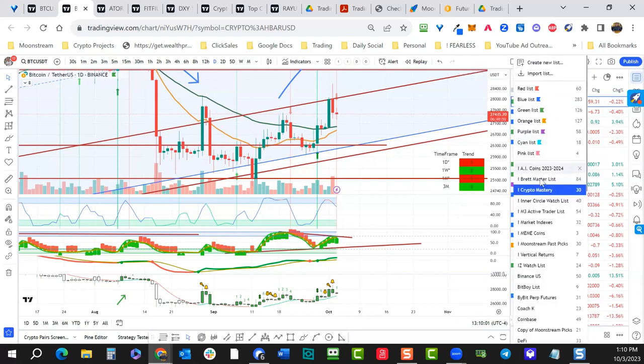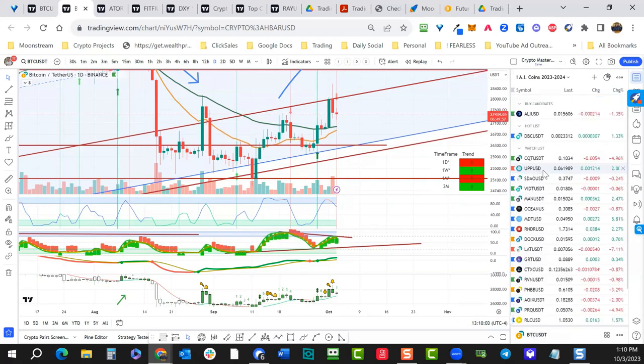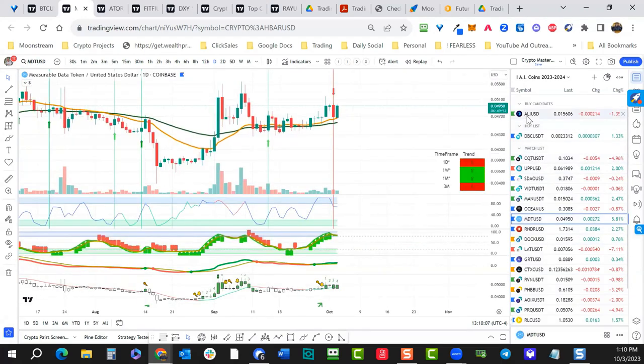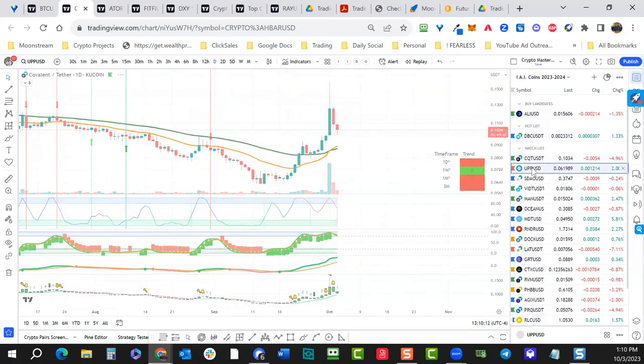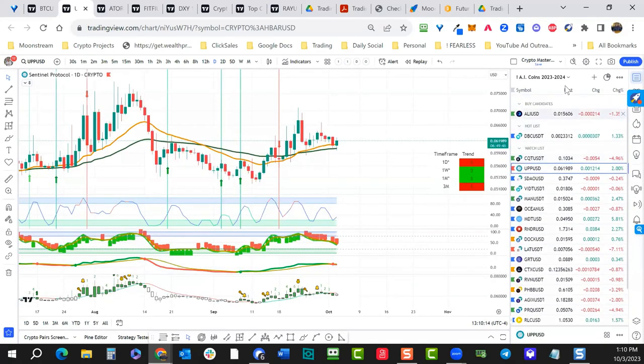All right, well, anything else you guys want to look at here? We've got some AI coins we could look at. Not much happening. So you've got MDT, low volume here. We've got ALI, DBC. A lot of these just going sideways with the markets. So skim through those. Nothing to see there.